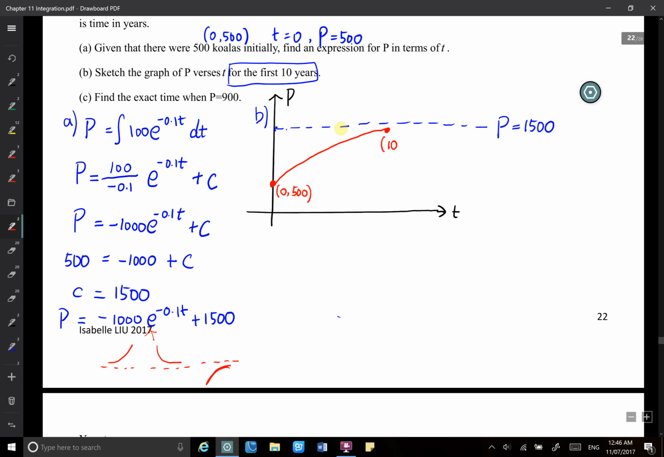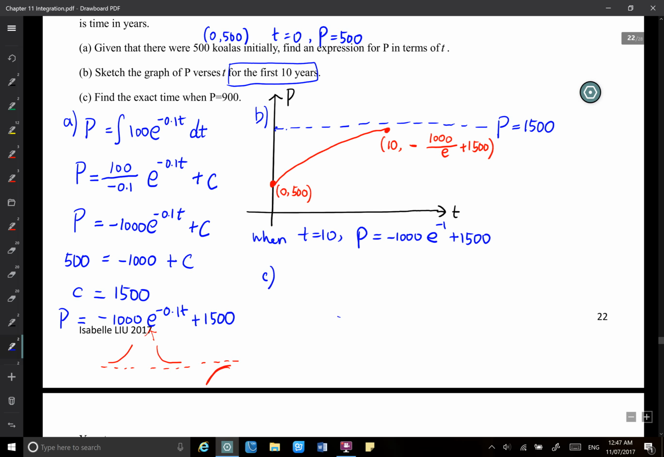This point will be (10, ?). I need to substitute 10 into the equation. So when t equals 10, P equals negative 1000 e to the power of negative 1 plus 1500. So I will have (10, negative 1000 over e plus 1500). That's the exact value. That's for part B.